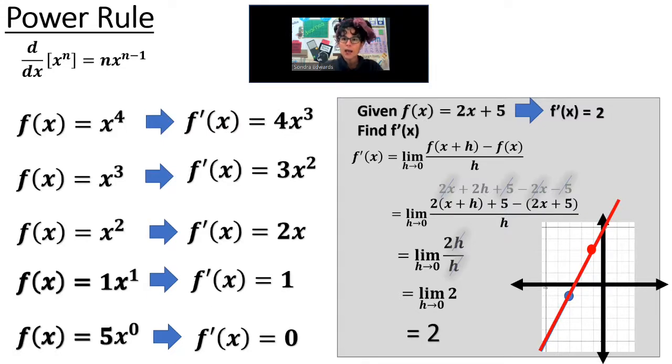This is also why when we graphed the derivative of 2x plus 5, we just got a horizontal line there at 2, because no matter where we're at, the answer is 2.